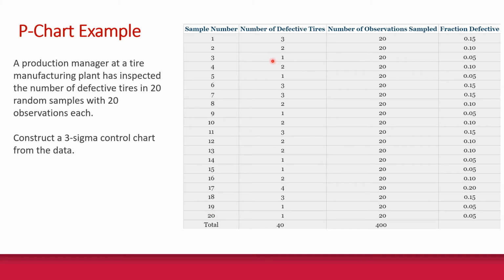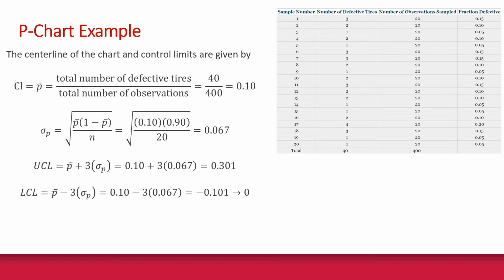For the number of defective tires, we can simply add up this column. We get 40. The number of observations, in this case, is 20 hours times 20, which is 400. Once we have those computed, we can calculate P bar, which is the percentage. The total number of defective tires was 40, the total number of observations is 400, so we divide these and get 0.1. And from there we can calculate our control limits.